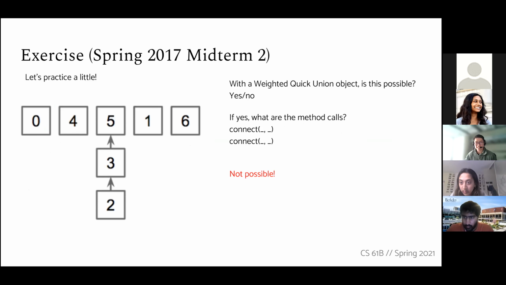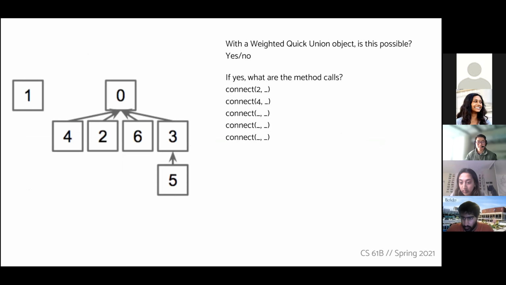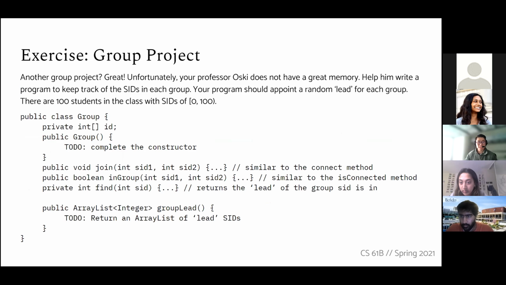Okay, cool. Right, this is not possible. And then this is possible with the following calls. All right, let's move on to one last exercise. We want a little bit of practice with disjoint sets and how that might be used within an actual program. So here, your Professor Oski has a terrible memory. We'd love if you could write a program that helps him keep track of groups. We love group projects. It's a fun thing.